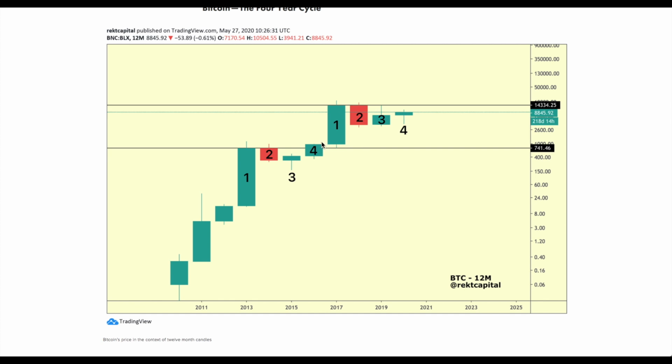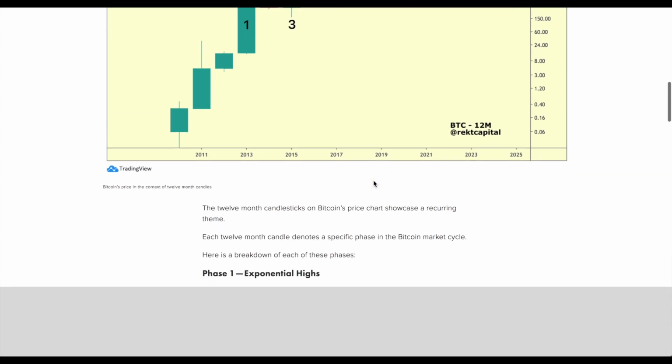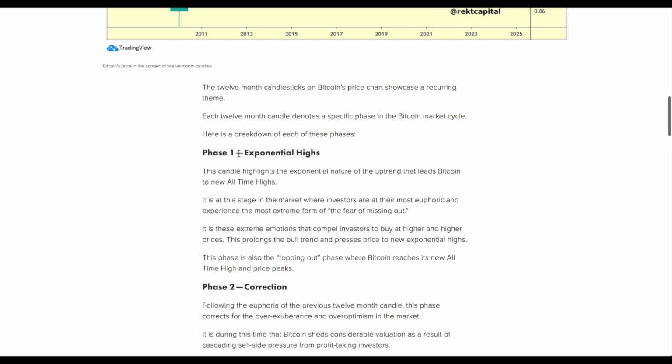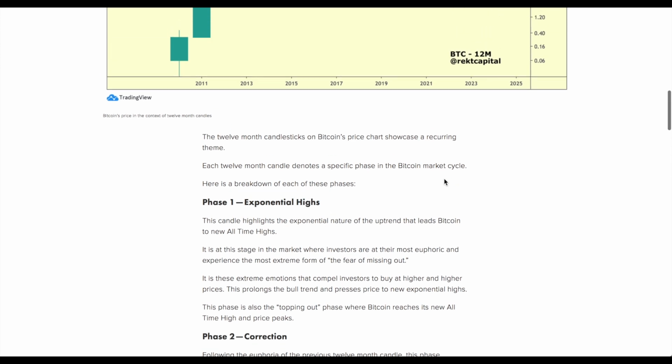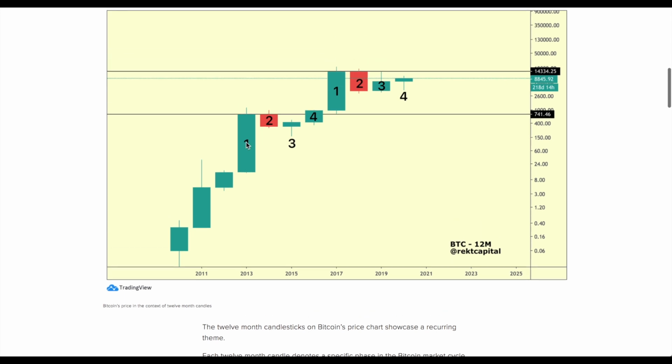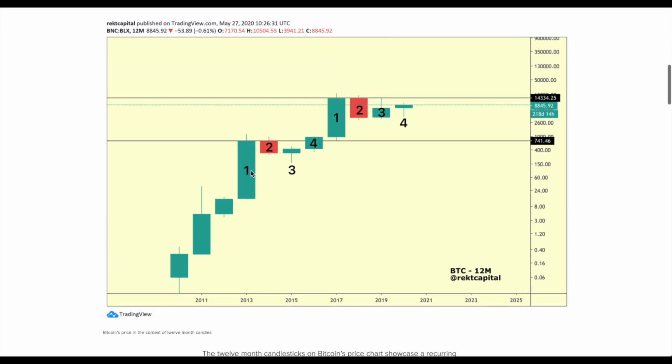And if we look at each of these cycles, what does each phase of this cycle really stand for? In this article, that's exactly something I talk about. Phase 1 being the exponential highs. It's in this phase right here where we see a lot of euphoria, a lot of optimism, overconfidence in the market, really pressing price to new all-time highs in the end of this wick, before finally rejecting a very key resistance. A key resistance I'm going to talk to you guys about in a bit, but this is where the euphoria really takes price to new all-time highs and we actually peak before entering phase 2.